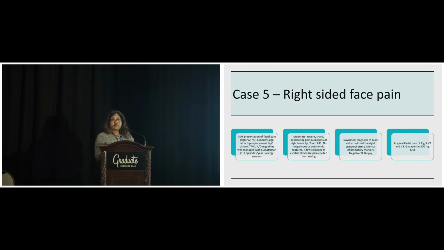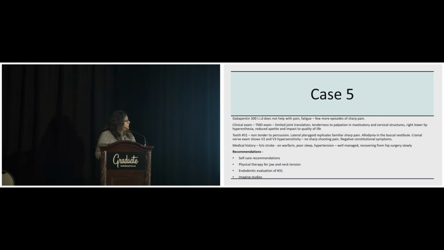Provisional diagnosis, of course, from the previous talk, we know we have to rule out certain pain conditions to avoid missing these diagnoses. So we got blood work to make sure this is not temporal arteritis because it is not the most specific outcome. Temporal artery biopsy was obtained and it was negative. So she was given the diagnosis of atypical facial pain of right V2 and V3 and started on gabapentin.